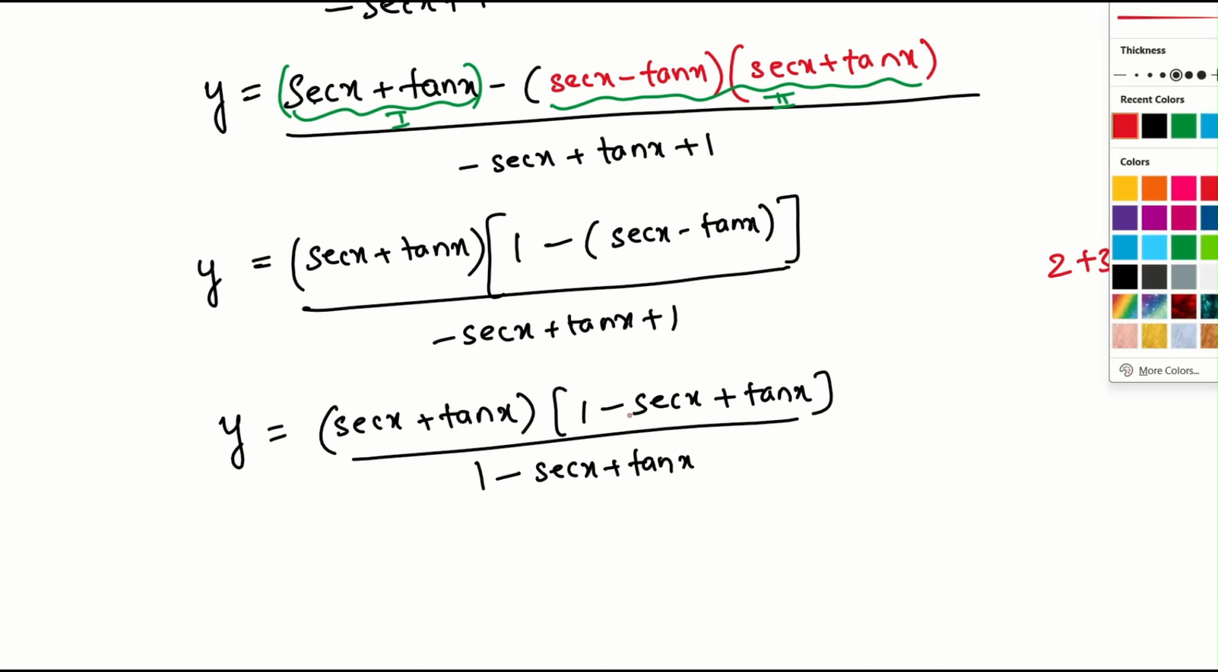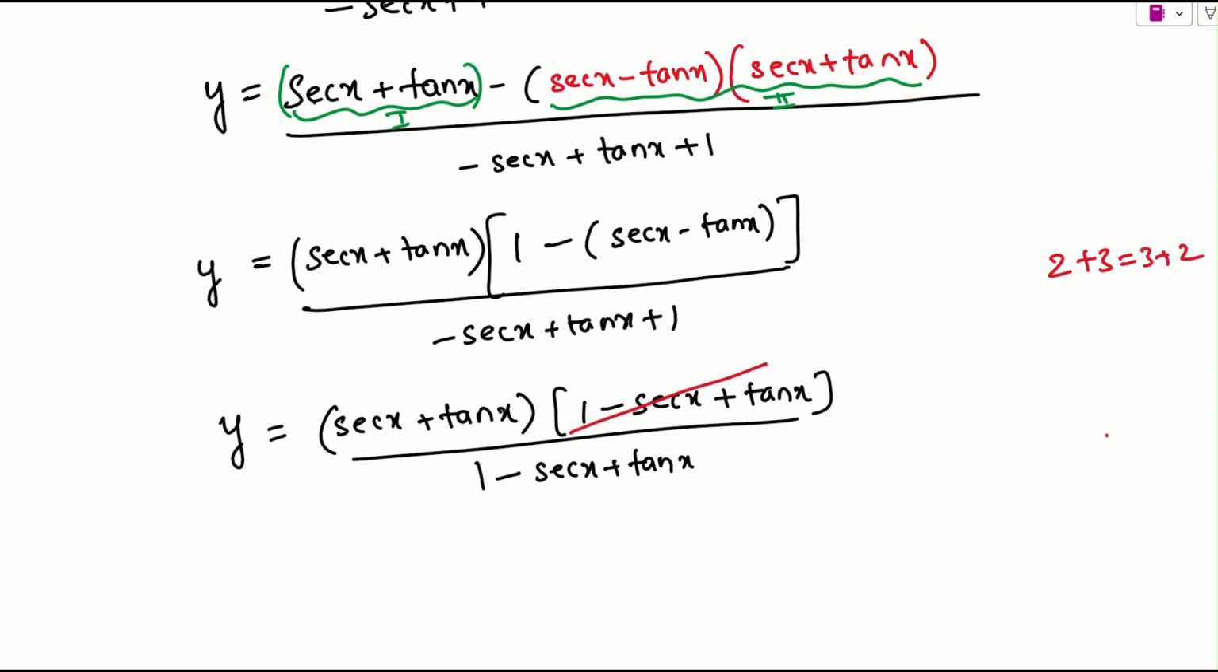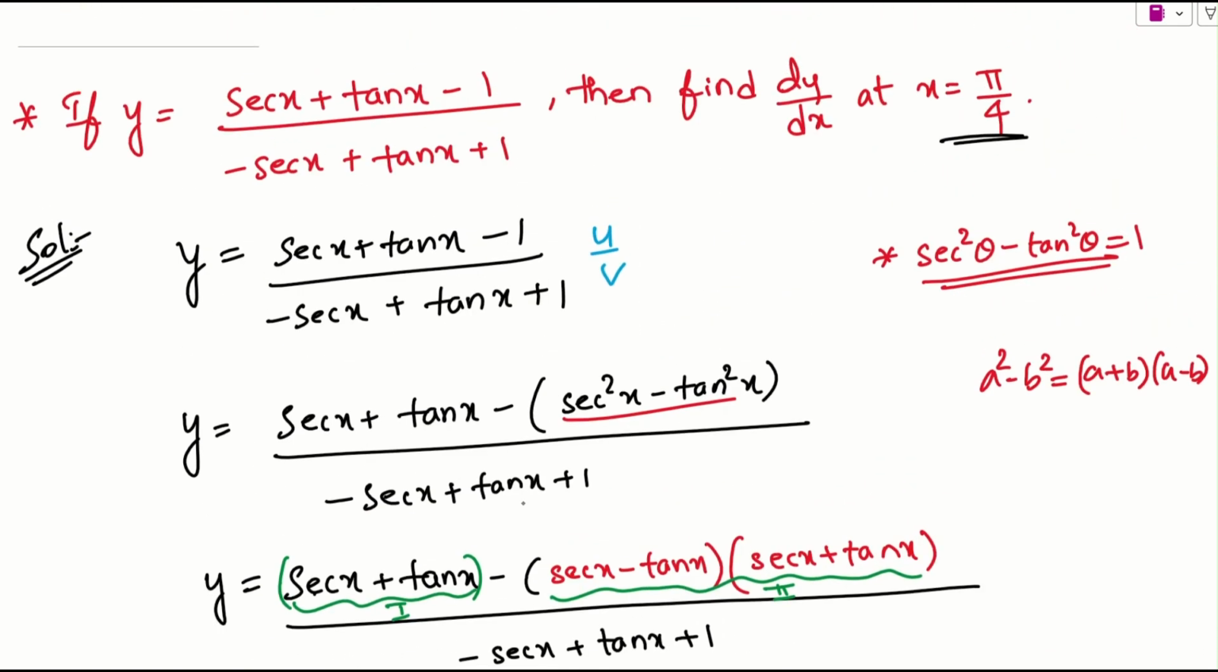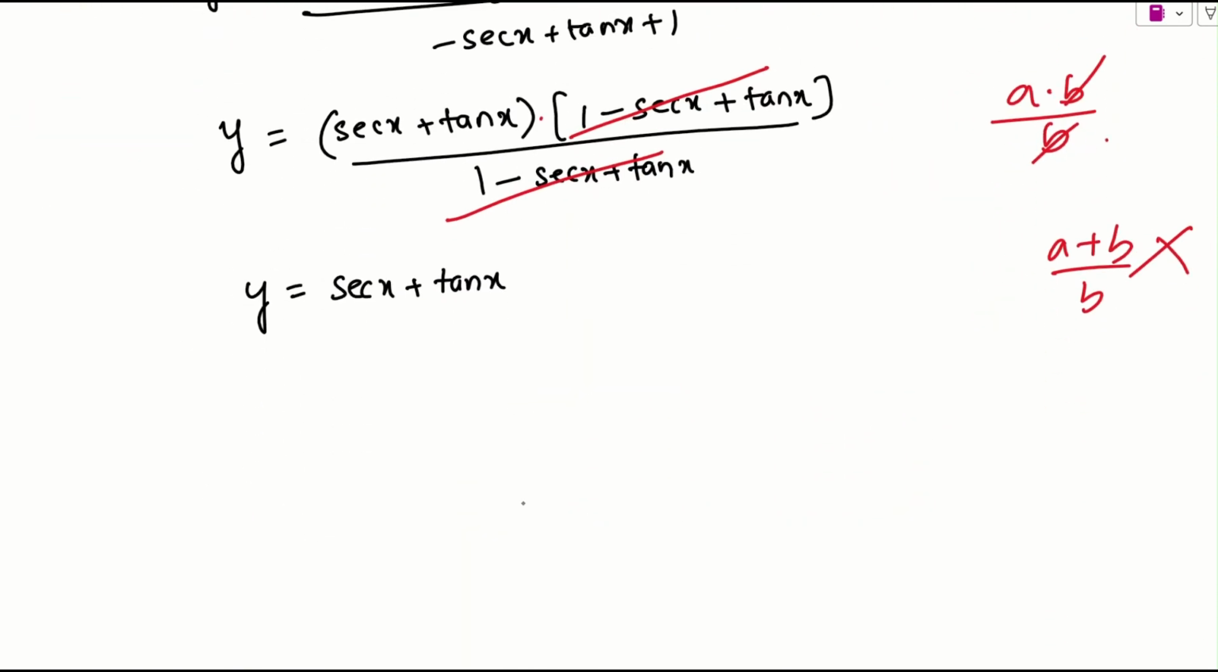Why can we do this? If you have a into b by b, then we have a right to cancel. But if you have a plus b by b, you don't have a right to cancel. Because this is in multiplication, we can do it, so simply I can cancel these two. So y equals secant x plus tan x. They are asking us about y, and I have simplified y for further steps.